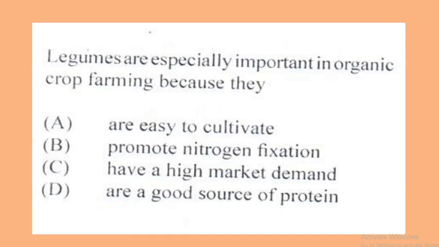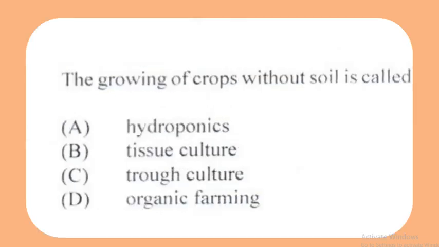Legumes are especially important in organic crop farming because they A, are easy to cultivate, B, promote nitrogen fixation, C, have a high market demand, or D, are a good source of protein. And the answer is B, promote nitrogen fixation, right? Because they have these nitrogen-fixing nodules underneath the root and nitrogen-fixing bacteria as well. So they promote nitrogen fixation.